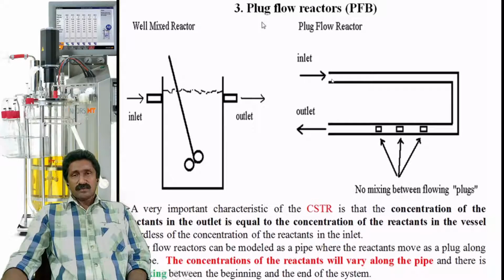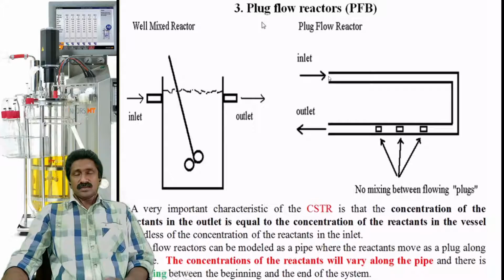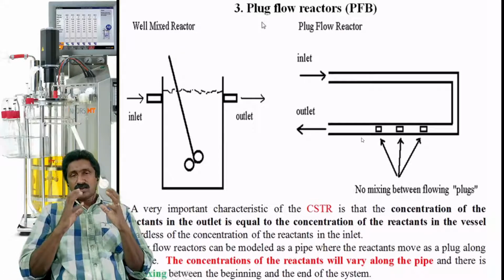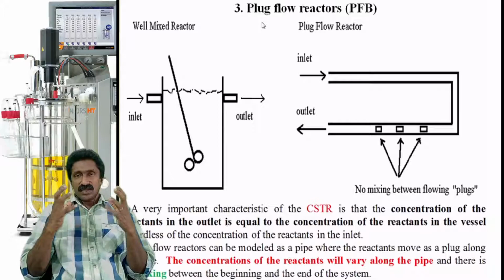If you provide a plug, for example, some quantity of nutrient growth medium with a high concentration of nutrients, that will move as a plug. Now it reaches here, and then you provide another medium with a low concentration of the substrates. Then that will again move. It will have a different concentration. After some interval, you again provide high concentration nutrients, which will act as another plug that will again move. So through this tube, localized concentrated plugs will be available.